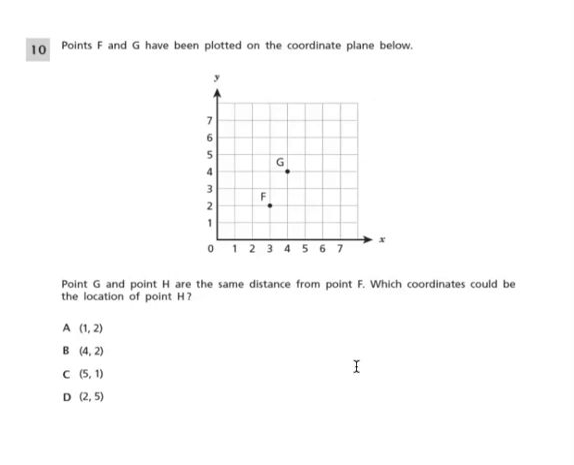Alright, Sarah, Tiffany, go ahead. Tiffany, share. How do you figure it out? Go. So it's C because I just counted the lines and whatever.